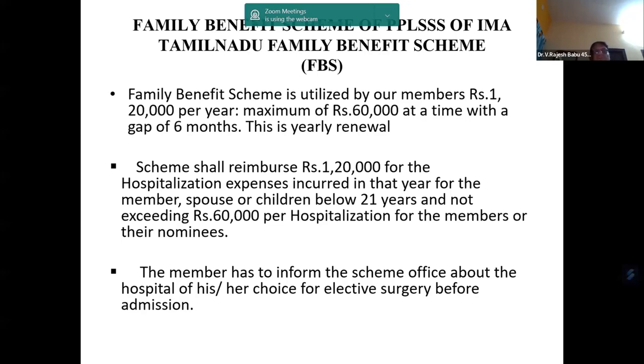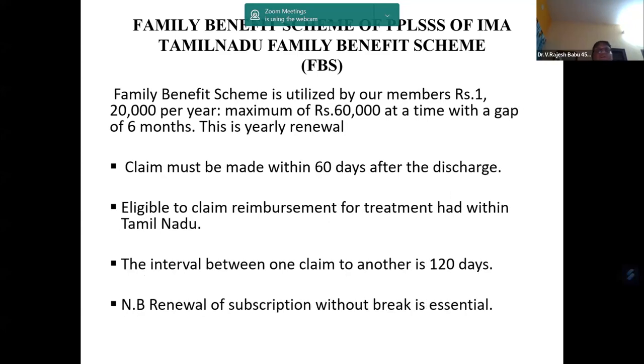The scheme shall reimburse 1,20,000 for the hospitalization expenses incurred in that year for the member, spouse or children. It is a group policy like below 24 years and not exceeding 60,000 per hospitalization for the members or their nominees. The member has to inform the scheme office about the hospital of his or her choice for elective surgery before admission. The family benefit scheme is utilized by our members the same way, 1,20,000. Claim must be made within 60 days. Eligible to claim reimbursement for treatment had within Tamil Nadu.